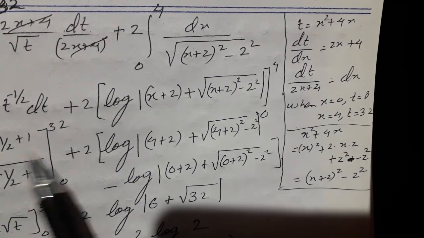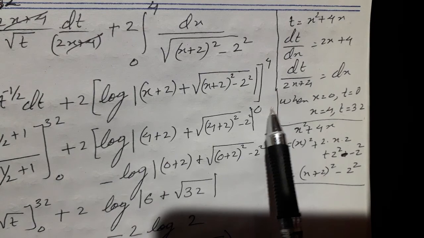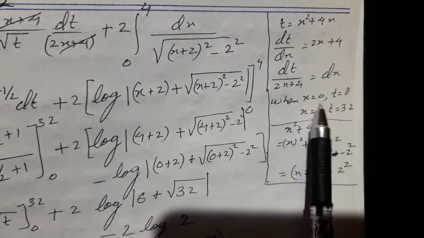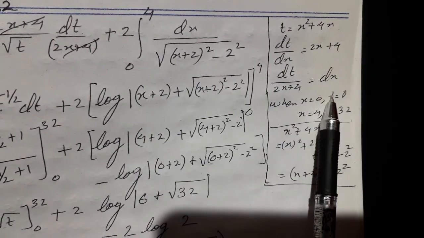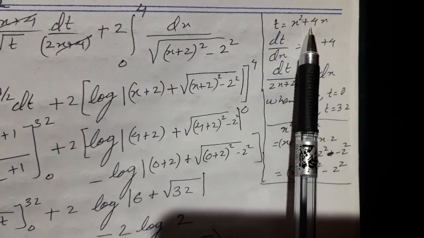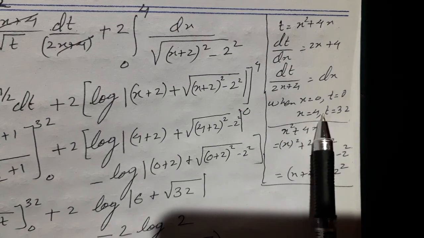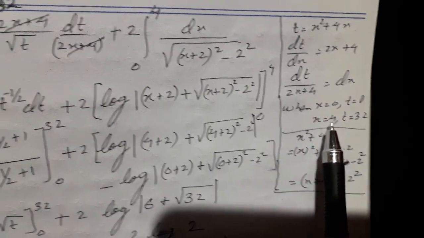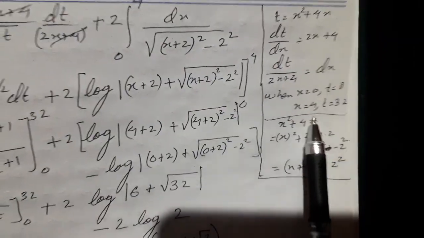Now, since it is a definite integral, we'll change the limits in terms of t. When x is 0, we get t is also 0. When x is 4, you put 4 here, you get t to be 32. So the limit will change from 0 to 32.